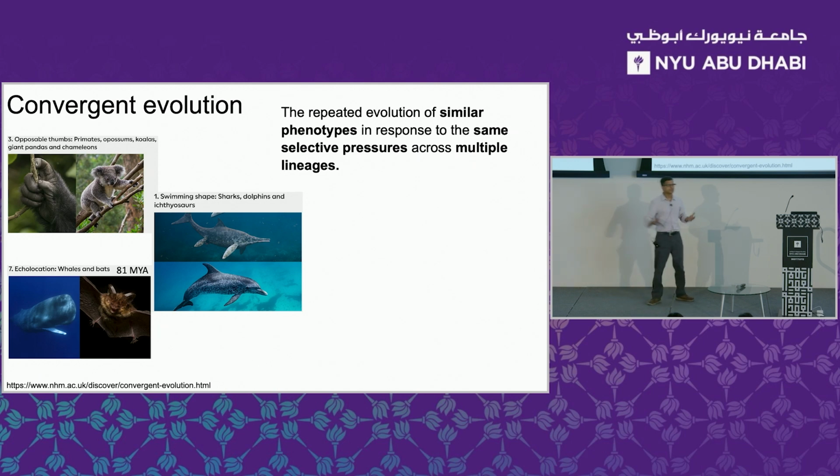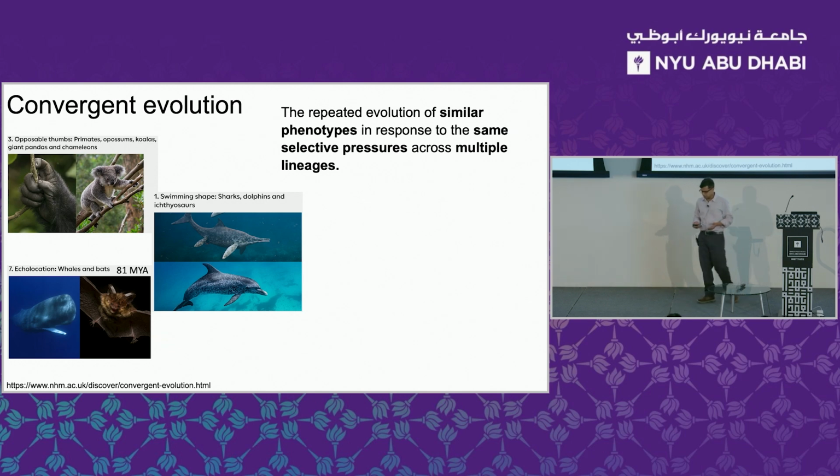So we've got different traits that have evolved multiple times. So for example, over here, we've got these shapes that have evolved in multiple lineages in, for example, sharks, dolphins, and ichthyosaurs. And they all look kind of similar. And that's because they've evolved in response to a common selective pressure, which is their aquatic environment in which these organisms are swimming. And this kind of shape gives them a streamlined shape, which allows them to swim through the water more efficiently. And we've got various examples over here, like echolocation, which has evolved multiple times.